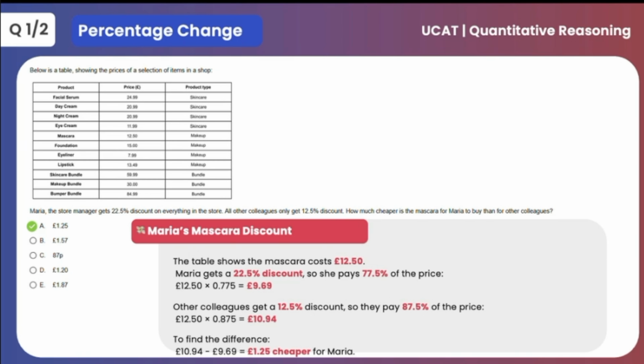Are we allowed to use calculator, or is it non-calc? It's calculator, but like we said, for this one, you didn't really need a calculator because you needed to realize that it was a 10% difference, and then 10% is 0.1, so just multiply 0.1 by £12.50.